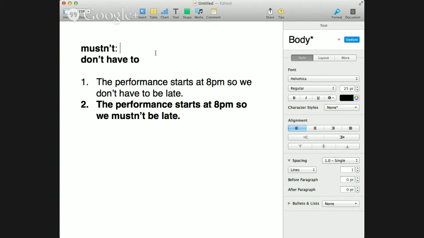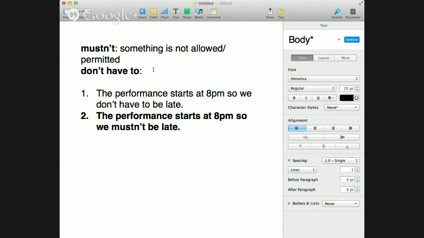Let me explain it to you guys because this one's a little bit weird. Basically, it's that these two words have different meanings. So mustn't is used to say that something is not allowed, not permitted. And this one is used to say that something is unnecessary.